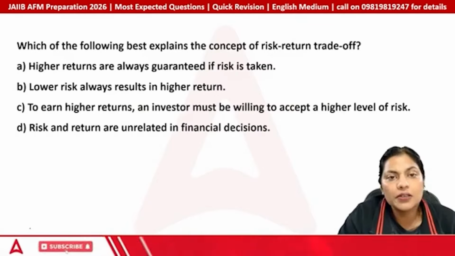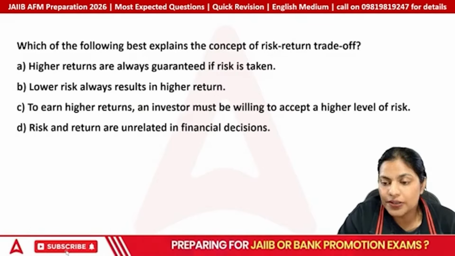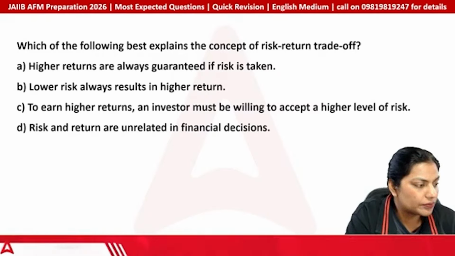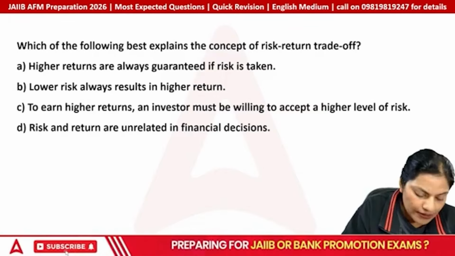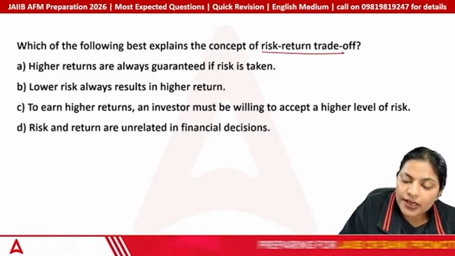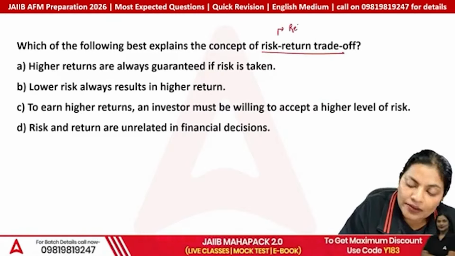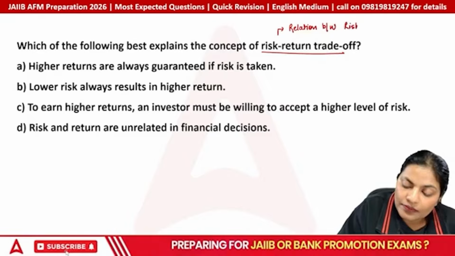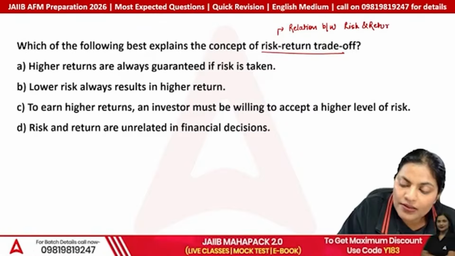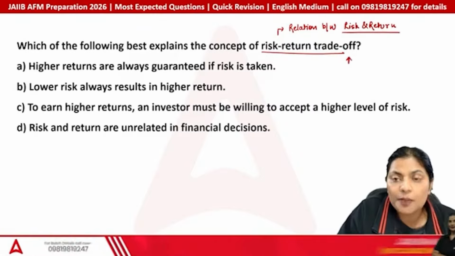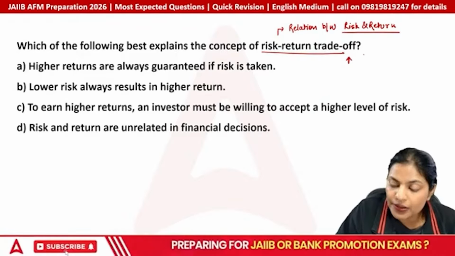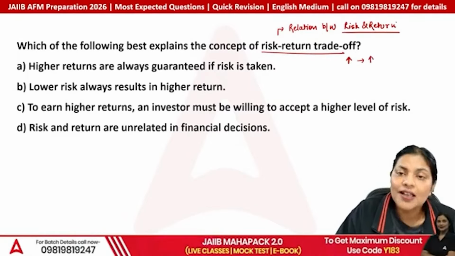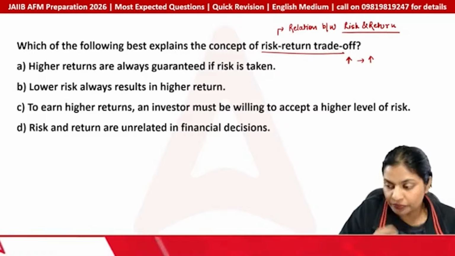Which of the following best explains the concept of risk-return trade-off? Now, if we're talking about risk-return trade-off, what do you think is the right answer? Now, risk return trade-off is basically the relation between risk and return, which means if a person is interested for higher return, they should be ready to bear the higher risk. Correct? That means higher risk should be rewarded by high return.